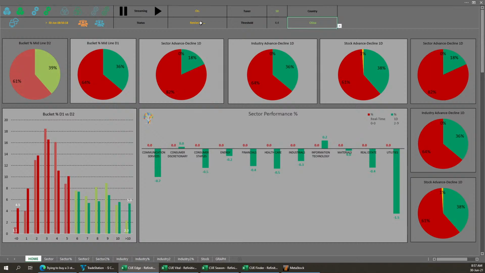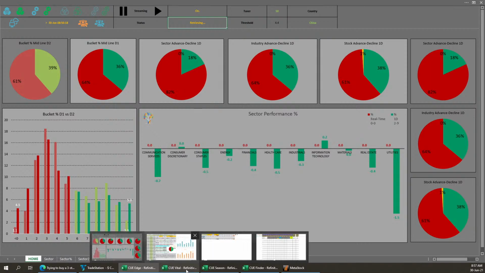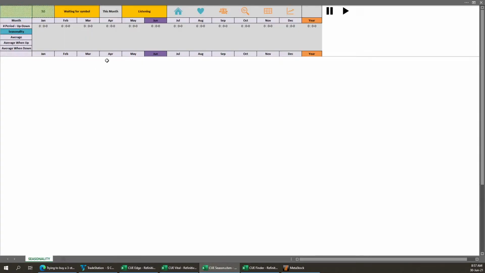It's taking a few seconds, that's fine. Meanwhile, let me look at seasonality of VIP shop when I have the time. Let's look at VIP's seasonality using Q season tool.